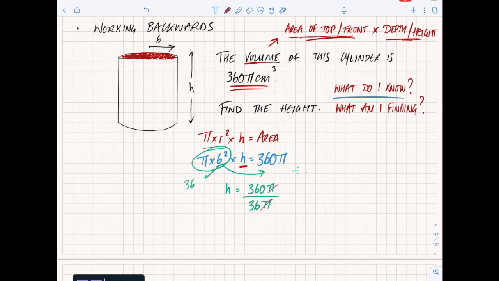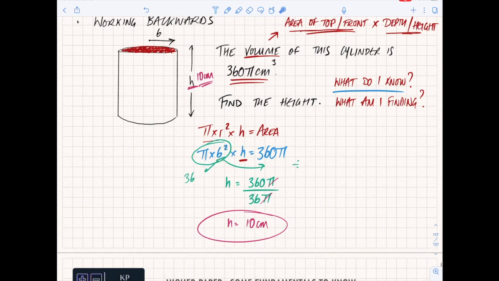So I'm saying 360 pi divided by 36 pi. Well, the pi divided by pi is just 1, so it actually gives you 1, but you can say it cancels it out. And then all I'm doing is 360 divided by 36. So therefore the answer there would be 10. Okay, so my height is actually 10 centimeters. Again, these are your two questions you should always ask yourself. What do I know? This is what I know. And what am I finding? This is what I'm finding. And then when you're trying to find that, move the other things away from it.